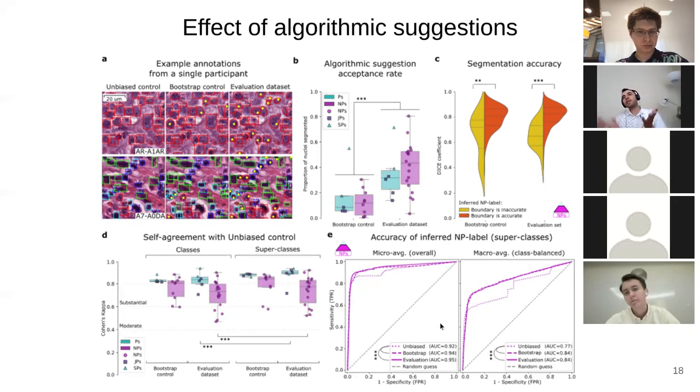So what we are saying here is that the non-pathologists are more easily swayed by seeing a suggestion, but they're swayed in a positive direction. They produce better data when they see the suggestions. And of course, I know that this is dependent on how good the suggestions are, right? So this is a given.